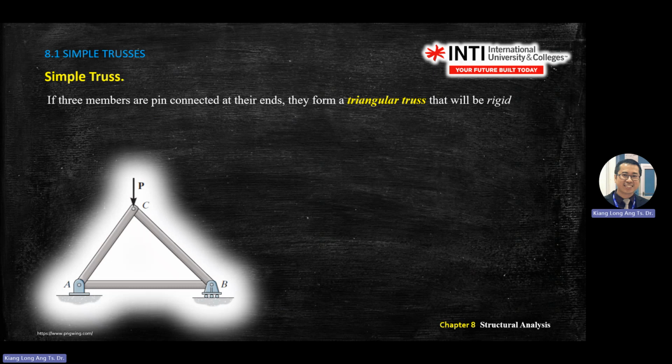Without further analysis, you should be able to imagine what happens to members AC, CB, and AB. If you push P downward, what will happen to AB? You just imagine. Will it be in compression or tension?